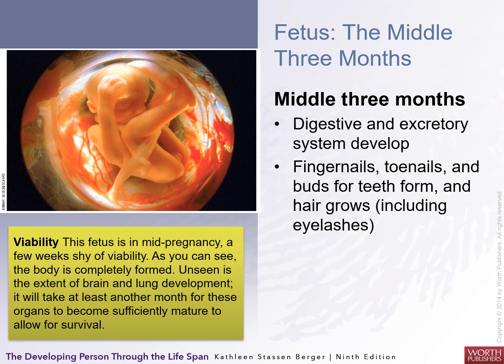The fetus in the middle 3 months: the digestive and excretory systems develop. Fingernails, toenails, and buds for teeth form, and hair grows, including eyelashes.